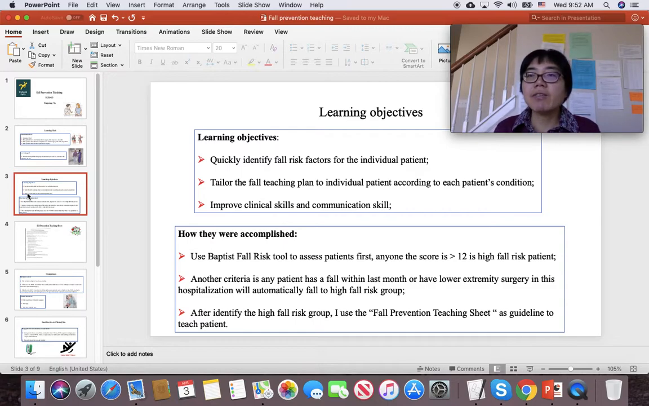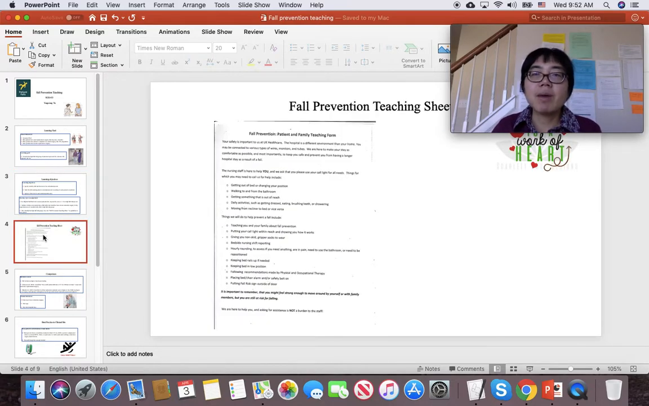After identifying the high fall risk group patients, I use the fall prevention teaching sheet as my guideline to teach my patients. This is my fall prevention teaching sheet. Usually, I go through every item with them, leave this one at bedside, and encourage them to bring it home and put it on the refrigerator as a reminder for them.